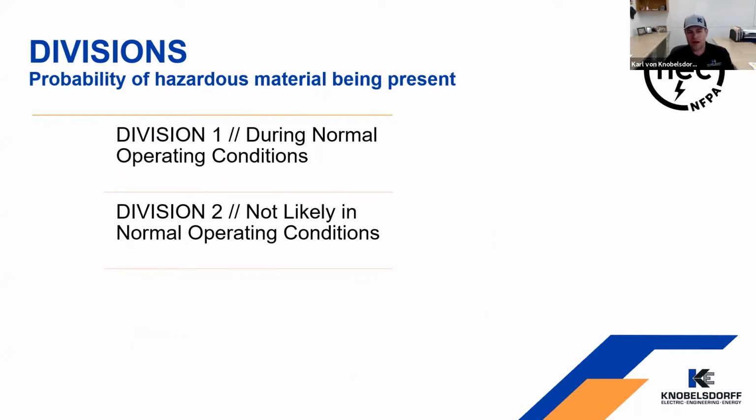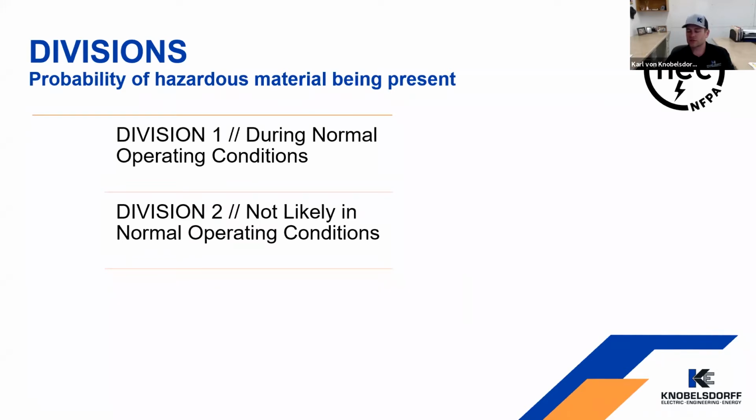So after you know the class that you're in, if you're gas or vapor, or if you're in a dust location, then it goes into your groups and then divisions. So the division breaks down how often the conditions are present in the facility that could cause an explosion. So Division 1 location, it's present during normal operating conditions. So when you're operating every day, normal conditions, you have enough dust in the atmosphere that if there was a spark introduced, it could cause an explosion.